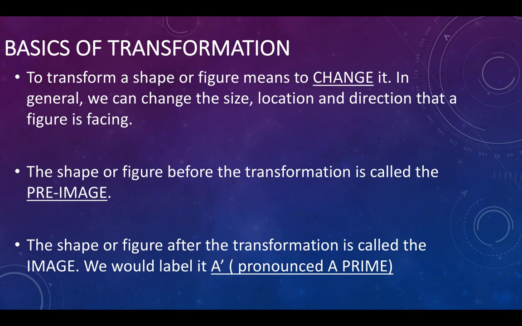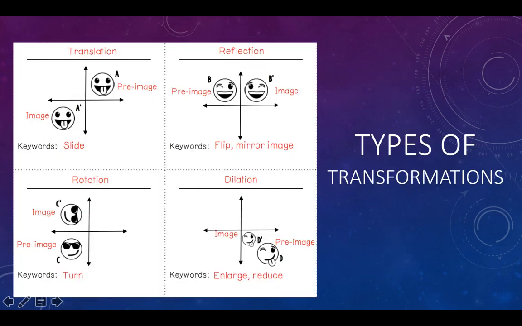All right. So the shape before the transformation is called the pre-image. Some of these terms should be familiar to you. And then after the shape is transformed, it's called the image. We label it with an A and a little tick mark, and this is pronounced as A prime, right? So anytime we make a change, it's going to change to A prime. If we change a B point, it becomes B prime, all right? So we have the pre-image and then the A prime or the image. So it's important to note that because you're going to have to identify different transformations, all right?